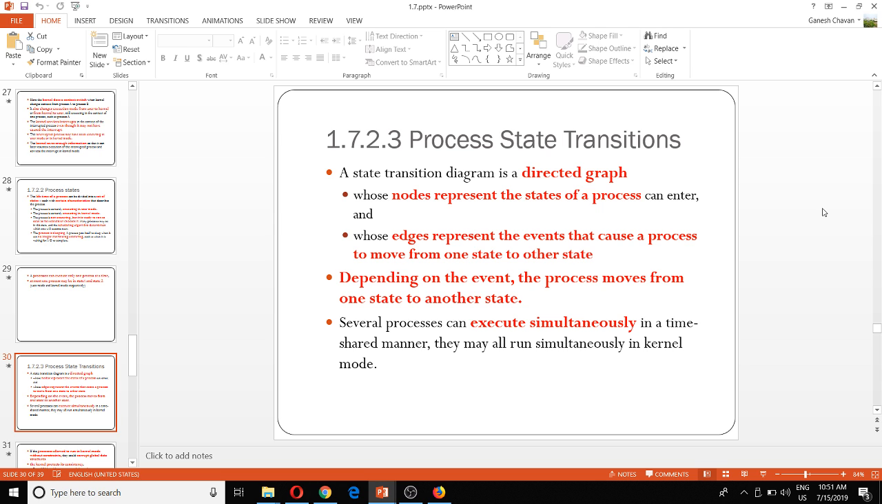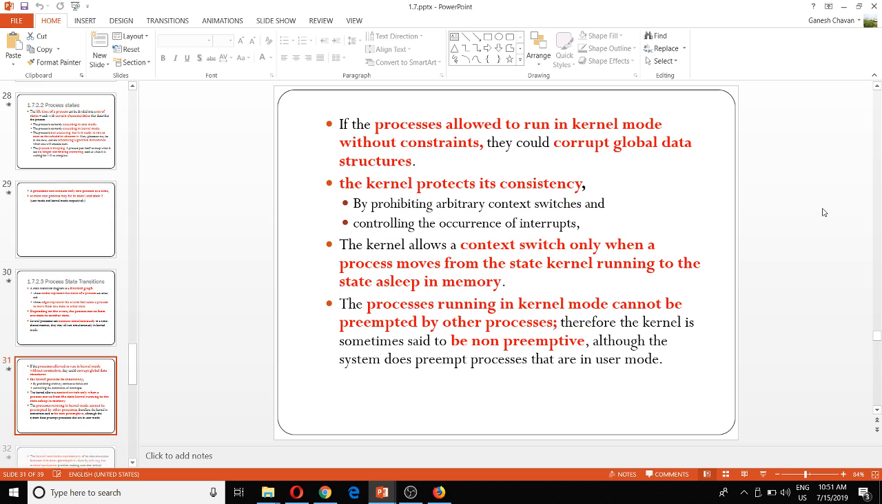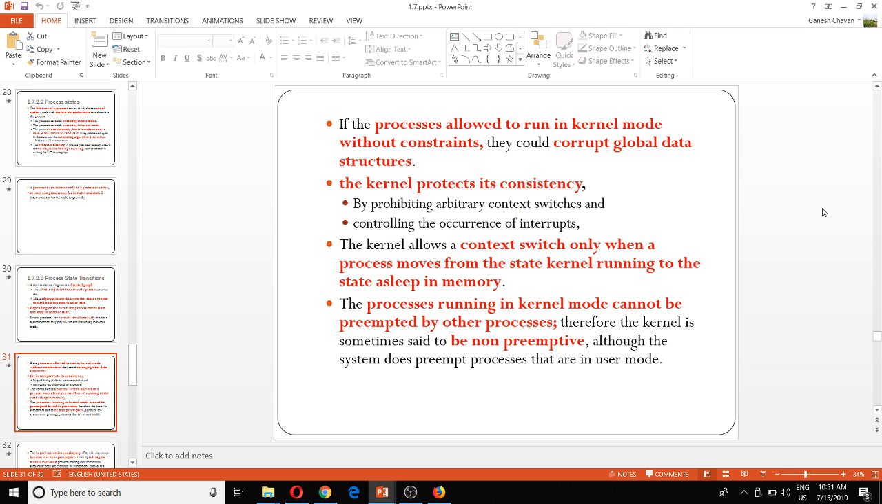Several processes can execute simultaneously in a time-shared manner. They may all run simultaneously in kernel mode. If the processes are allowed to run in kernel mode without constraints, they could corrupt global data structures. The kernel protects its consistency by prohibiting arbitrary context switches and controlling the occurrence of interrupts. The kernel allows a context switch only when a process moves from the kernel running state to the asleep in memory state. The processes running in kernel mode cannot be preempted by other processes.